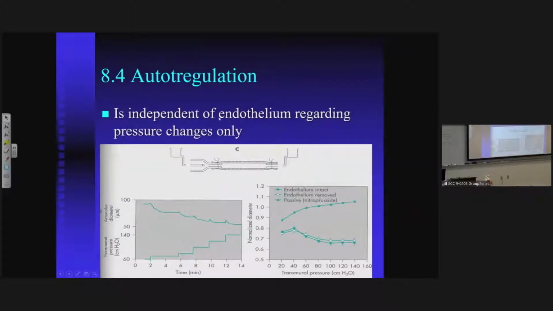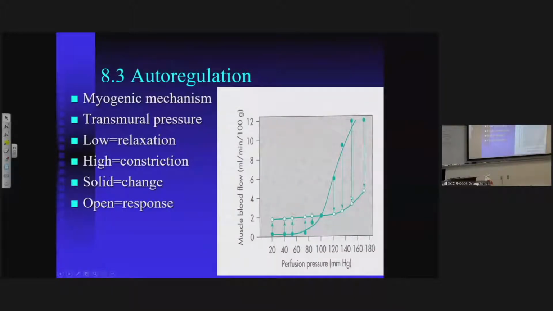This myogenic mechanism is independent of your endothelium. So the endothelium does not play a role in this pressure sensing. And this is a different example of the myogenic mechanism, where if I keep raising the pressure, the pressure's rising, rising, rising, and then the diameter is getting smaller and smaller and smaller, which is shown over here, the constriction.